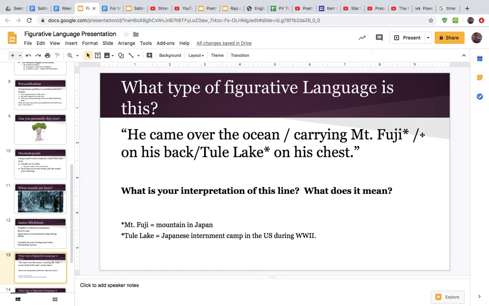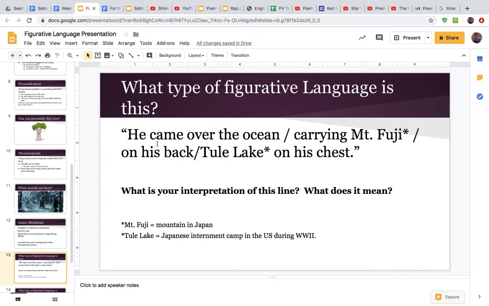Here are things that are going to help you interpret this. Mount Fuji is a mountain in Japan. I believe it's the largest mountain in Japan, but I'm not sure. Tule Lake was a Japanese internment camp, so we spoke about those. That's where we put Japanese Americans who had done nothing wrong. Their families were put into these camps, taken from their homes, taken from their jobs, because we were afraid they would be spies.